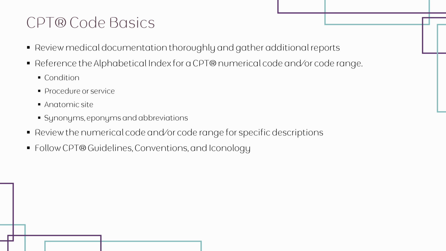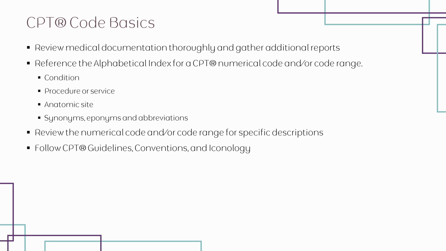After identifying a possible code or code range in the index, you must then turn to the numeric section of the CPT codebook to review the full code descriptions. Carefully read each code's descriptor and match it to the documented procedure or service that is provided by the healthcare professional. This step is critical to ensure that you are selecting the code that most accurately reflects what was done.